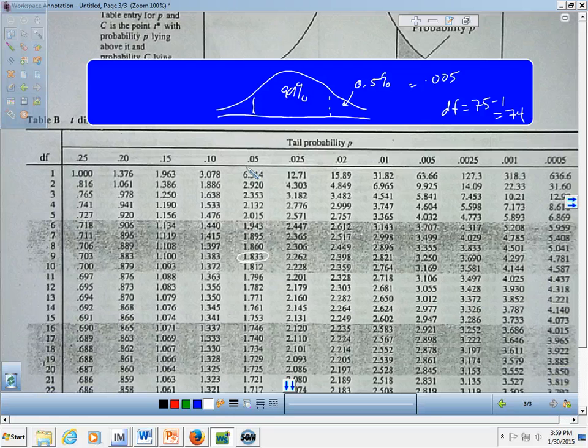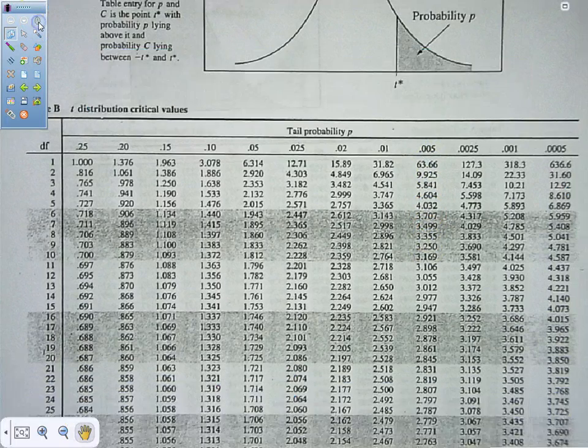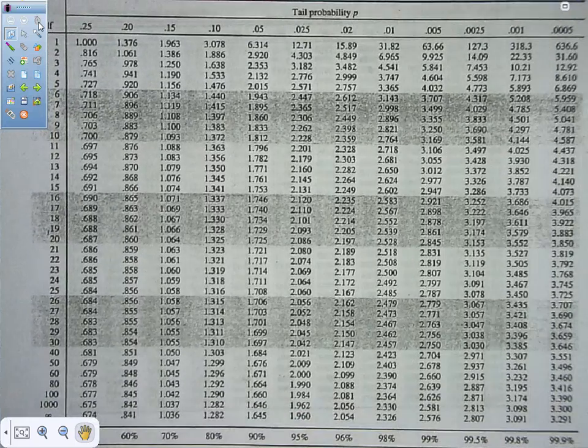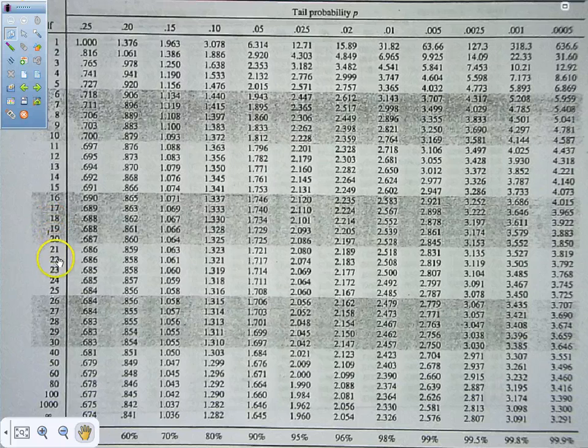Look for degrees of freedom of 74 with an upper tail probability of 0.005. It's going to be this column right here. Okay? Well, I've got to scoot this up because we don't have our degrees of freedom captured in there. And look, your degrees of freedom start jumping at 29, then 30, and then 40, 50, 60, 80, 100, and then 1,000. Okay? Well, you don't see 74. And that's a bit of a problem for us.